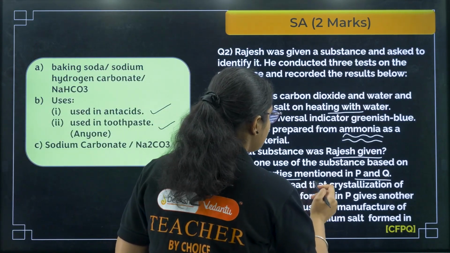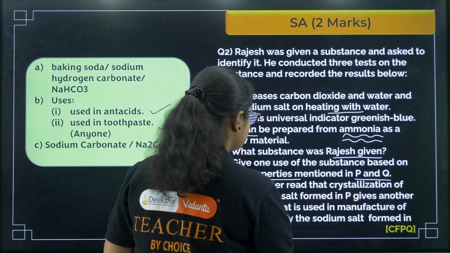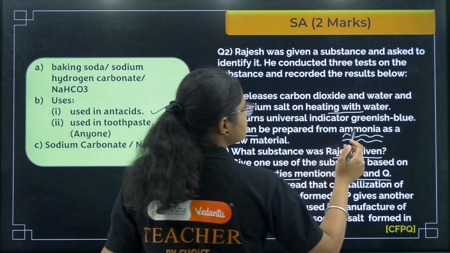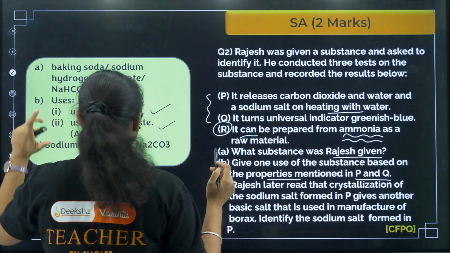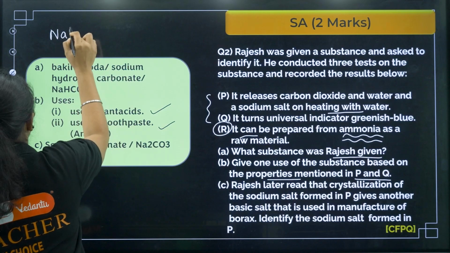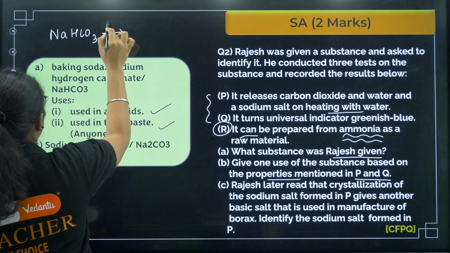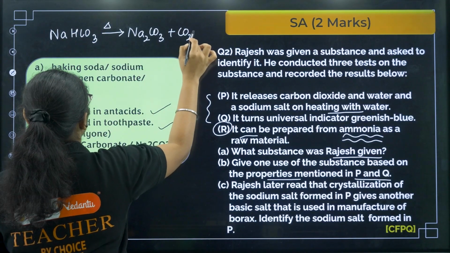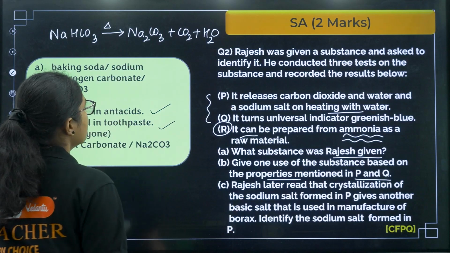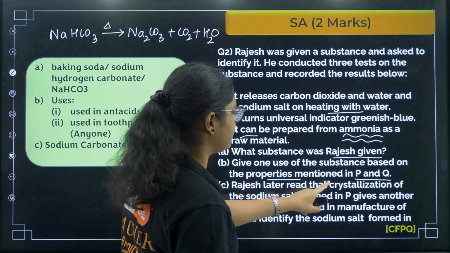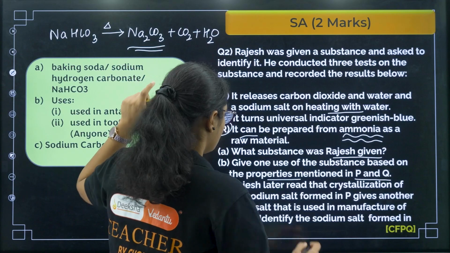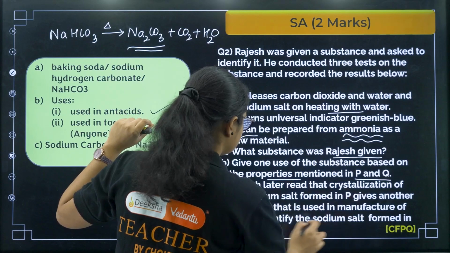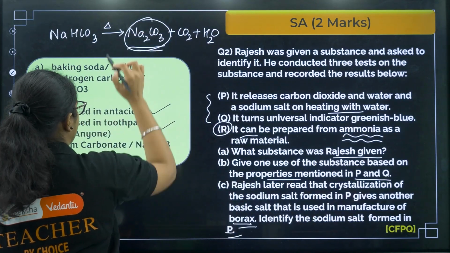Next, Rajesh later read that crystallization of the sodium salt formed in P gives another basic salt which is used in the manufacture of borax. Identify the sodium salt formed in P. So if I see here, what is actually formed? If you heat NaHCO3, we get Na2CO3 plus CO2 plus H2O, right? So this is nothing but Na2CO3.